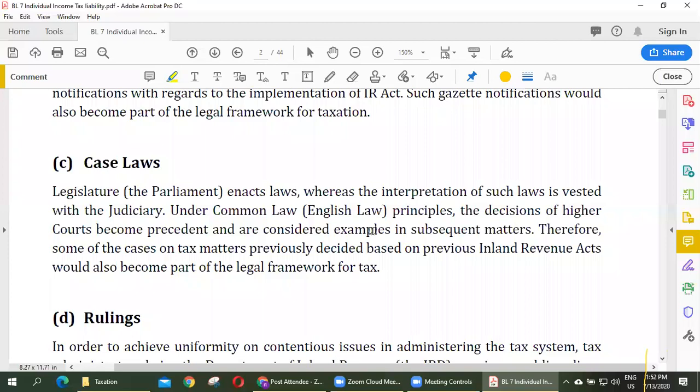And case laws. So the legislature, the parliament, enacts laws in Sri Lanka. Under the Sri Lankan constitution, the parliament only has the power to enact laws, right? Establishment of new laws. Whereas interpretation of such law is vested with the judiciary, right? So sometimes there is ambiguity and doubtfulness on that. Based on the different interpretation of that act, a lot of problems will arise.